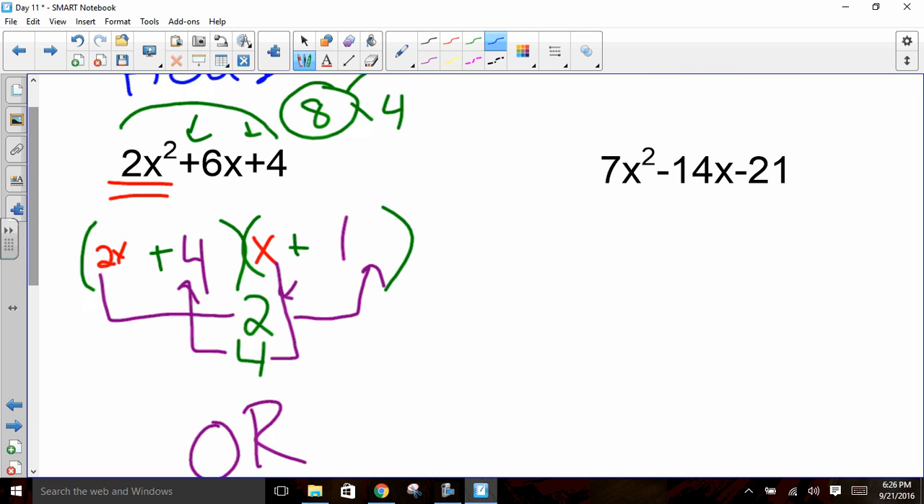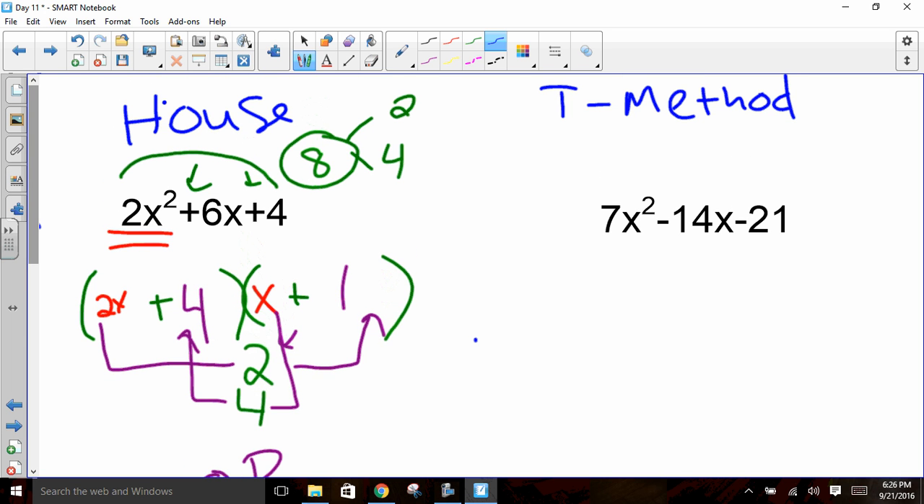All right. The second one, I told you I was going to do T method. So in T method, I have a big giant capital T off to the side. On my big capital T is going to be the multiplication of 7 times negative 21. Which I believe is negative 147, but I have misplaced my answer key, so I'm just going to double check. Yep, so it's going to give me negative 147.